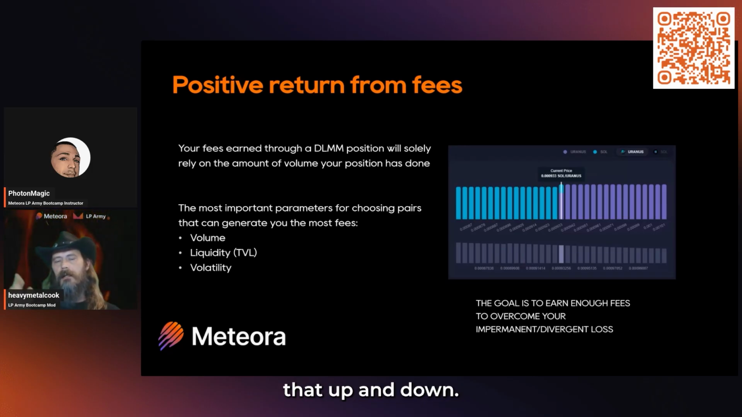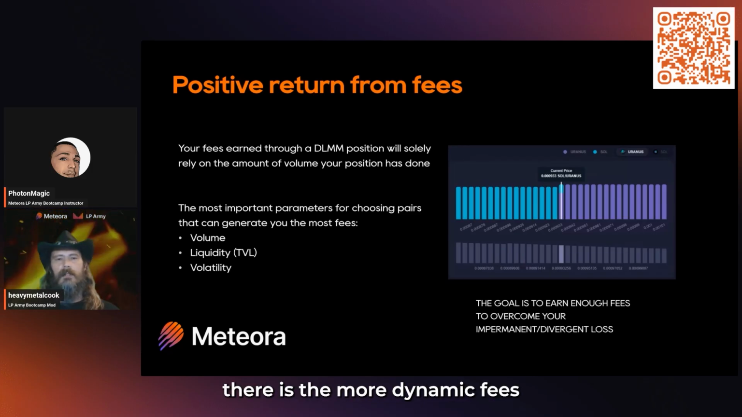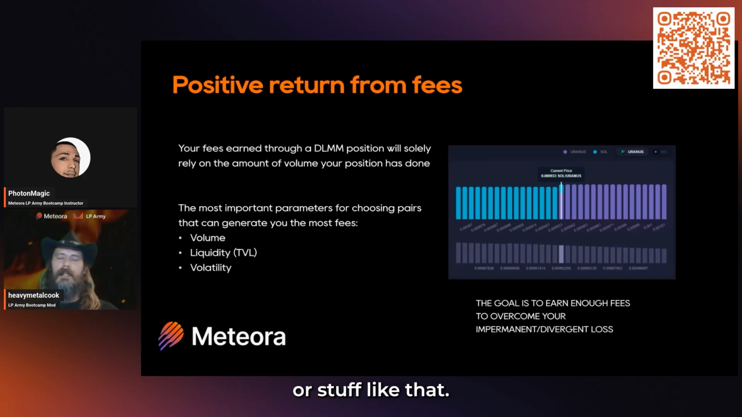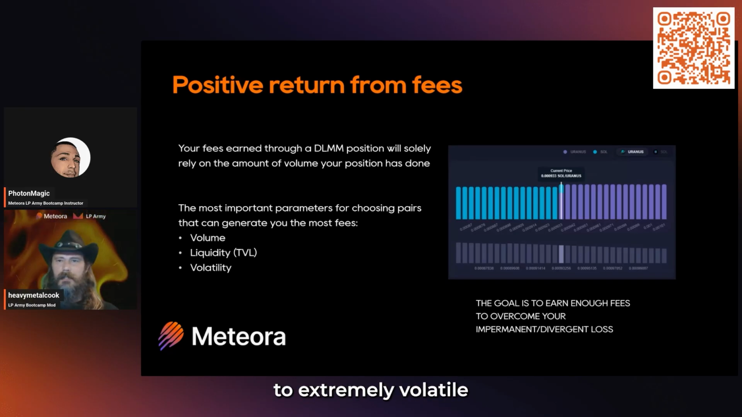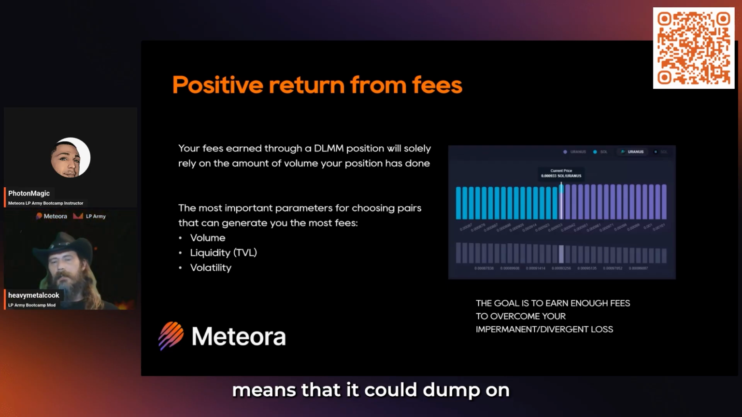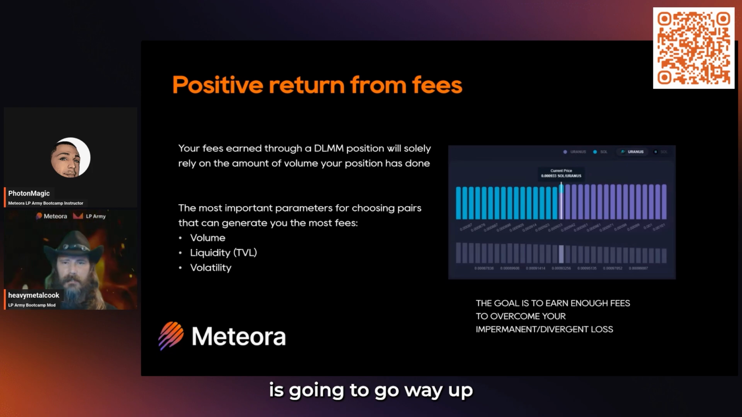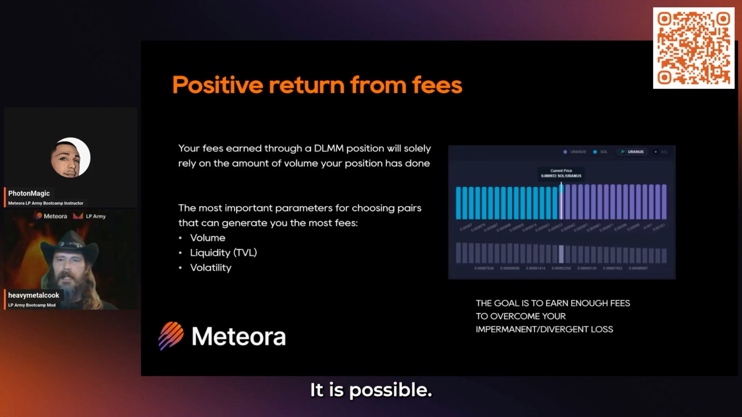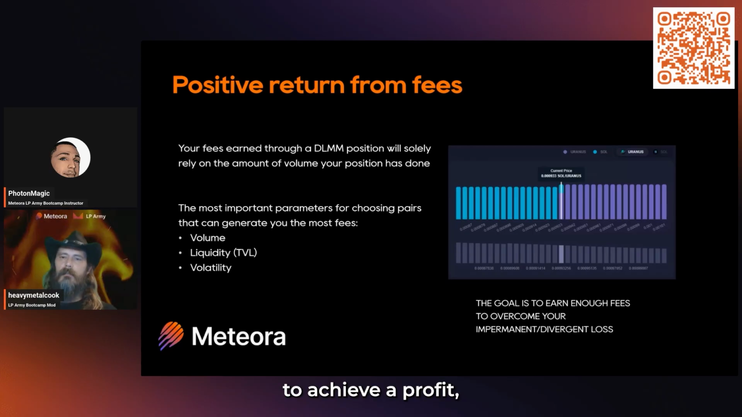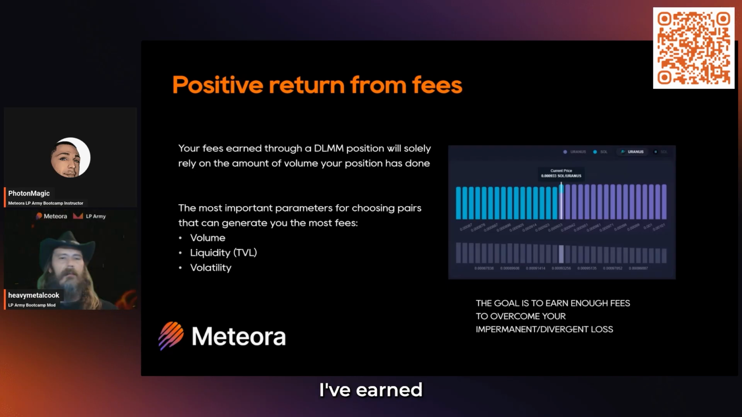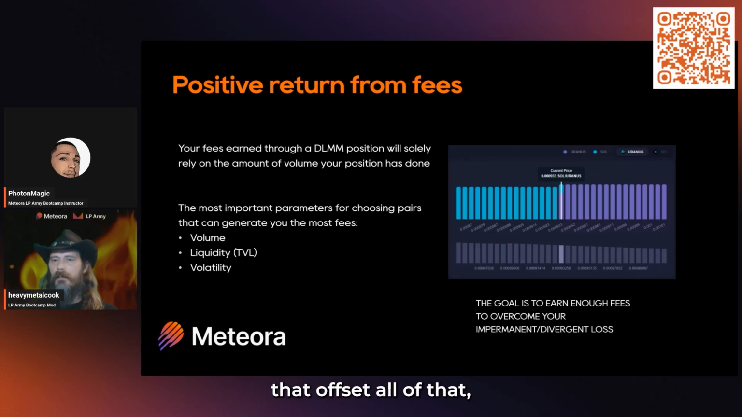Volatility, that up and down, the more volatility there is, the more dynamic fees there are, that can help you. It's not always what you want. Kind of depends on what you're going after. If you're going after memes or stuff like that, some volatility is good. The downside to extremely volatile means that it could dump on you very quickly and you could lose money and you may or may not earn enough fees to offset that. If it's extremely volatile, that dynamic fee is going to go way up and can help offset that. It is possible, I have done it many times, to achieve a profit even whenever my position is well below my entry point. I've earned so much in fees that it offset all of that and I still won.